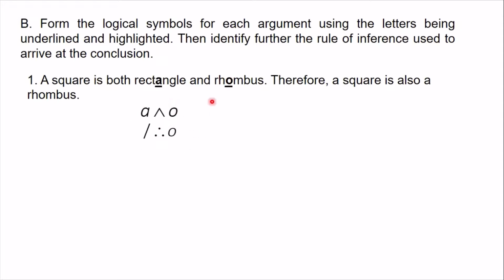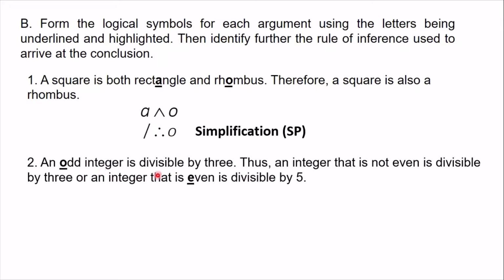Now, based on this argument, ano yung rule of inference ang ginamit? Now, take note that if this is a conjunction, then we can always take one or any statement dito sa dalawang argument na to. So we take O. So therefore, we have simplification. Pwede nyong kunin yung A rin. Okay? Pero in this argument, ang kinuha is the rhombus. Okay? Number 2, an odd integer is divisible by 3.